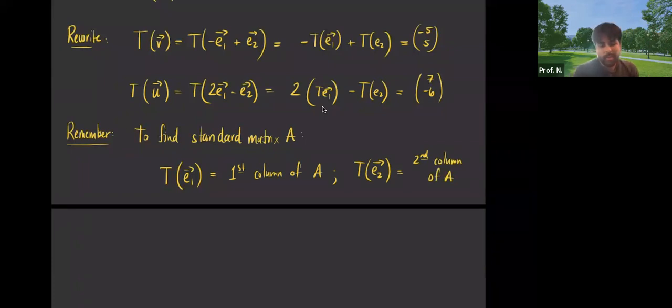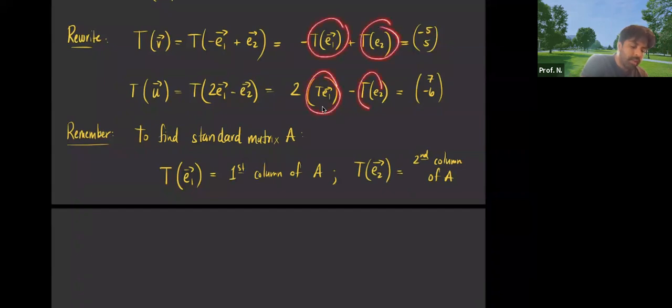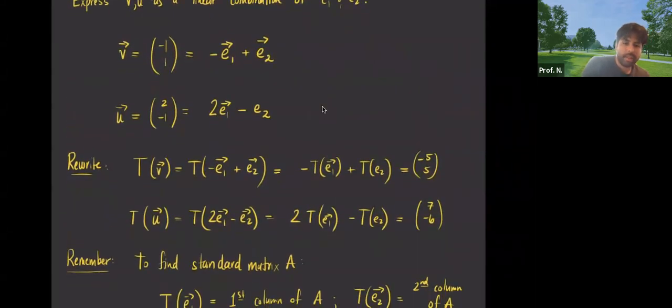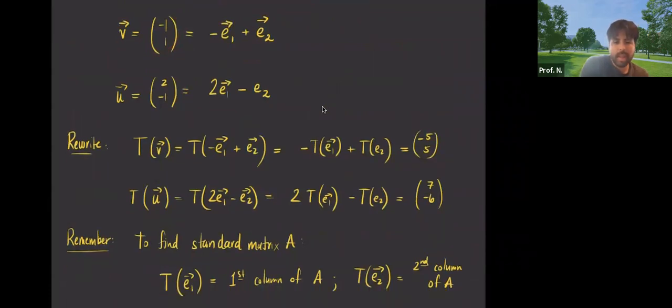That's really the goal. What is T of E1? I don't know what this is. If I were to know, then I can figure out the matrix. So that's what I'm looking for. But what do I have? I got V and U instead. I don't have E1 and E2. And I know what V is mapped to. It's -5, 5.